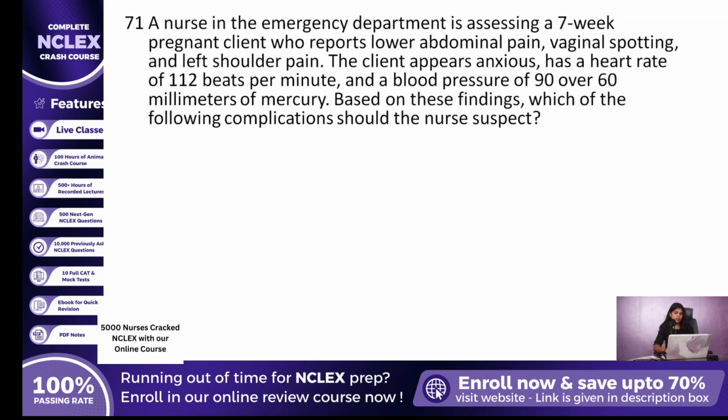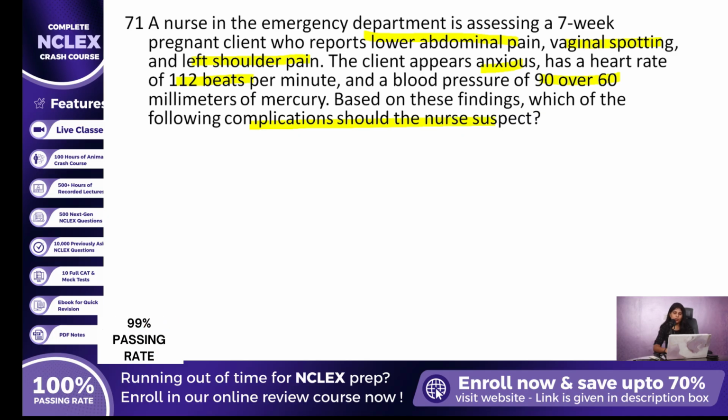Let us now shift into question 71, which represents a reproductive emergency that can present subtly but lead to life-threatening consequences if missed. A nurse in the emergency department is assessing a 7-week pregnant client who reports lower abdominal pain, vaginal spotting, and left shoulder pain. The client appears anxious, has a heart rate of 112 beats per minute, and a blood pressure of 90/60 millimeters of mercury. Based on these findings, which of the following complications should the nurse suspect?